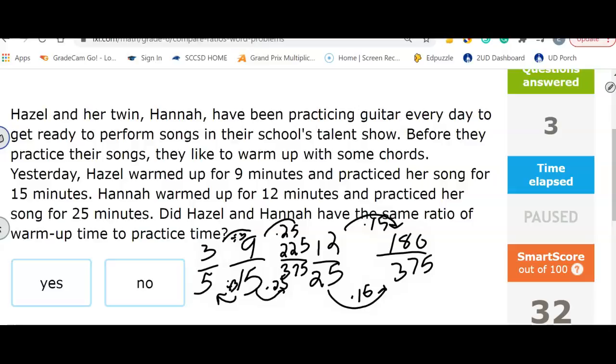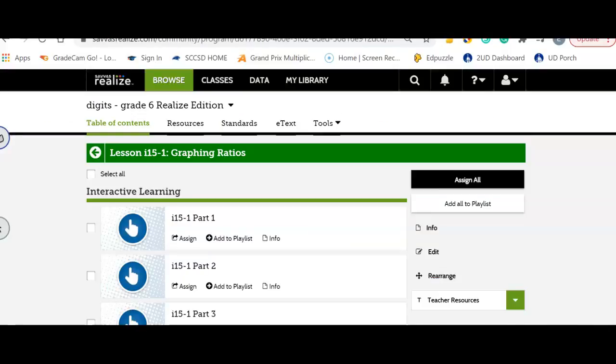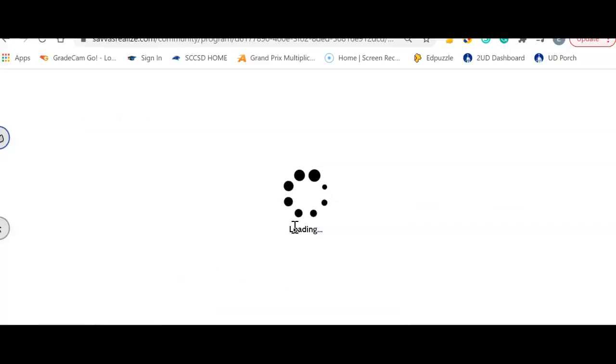Question? All right. Okay, what we are going to do now is we are going to put ratios into a table, which we've already done, and then create that table and make a graph. So we are going to graph our ratios. We're going to start here at part 1.